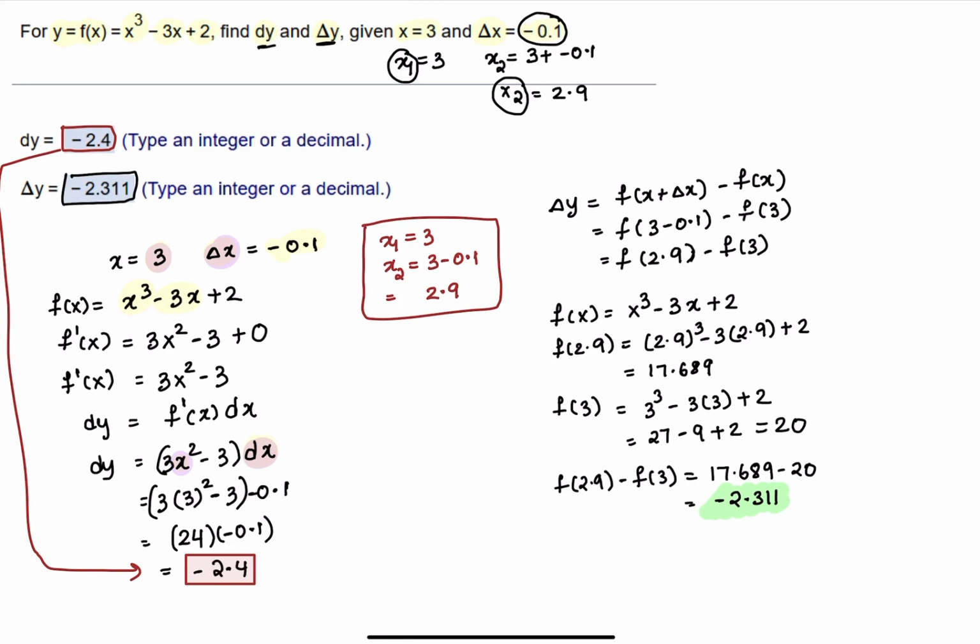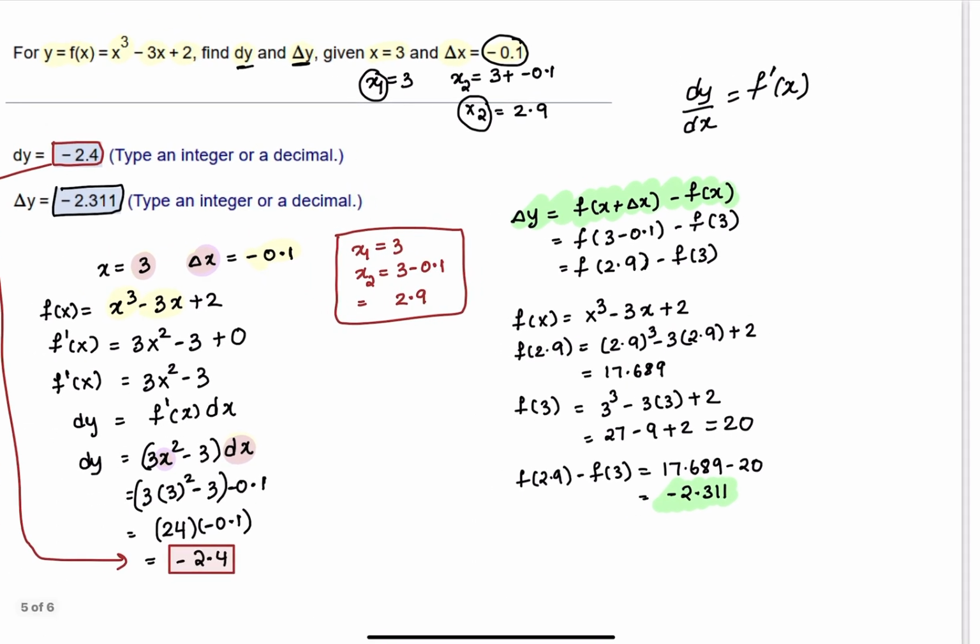Okay. Remember, dx is the difference in x. dy is the rate of change with respect to x. And that delta y is the difference in y. Okay, and again, all these formulas are in there, so this is something you have to write down when you're taking a test. And also the other formula, dy by dx is f prime of x. Okay, now let's go ahead and move on to the next problem.